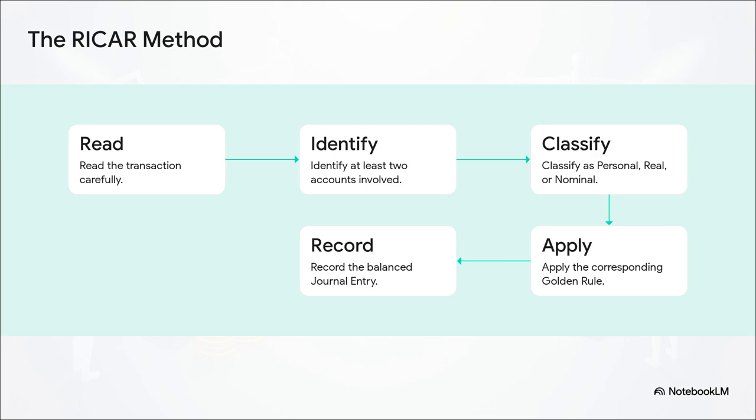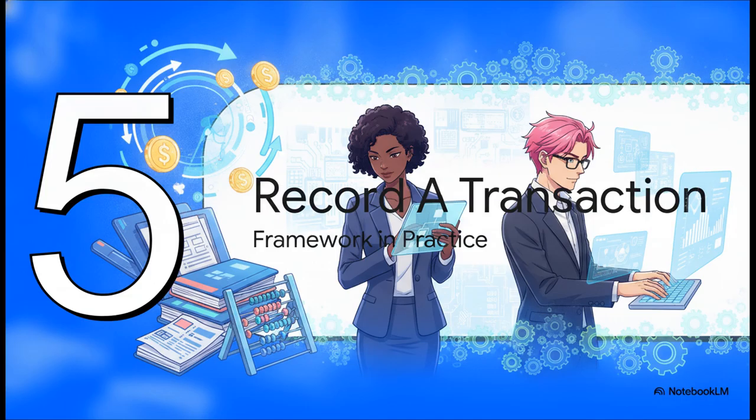Step 4 is A, apply the golden rule for those specific account types. And finally, step 5 is R, record the journal entry. Read, identify, classify, apply, record. It turns a complex task into an automatic, foolproof habit. Section 5. Recording a transaction, putting the framework into practice.